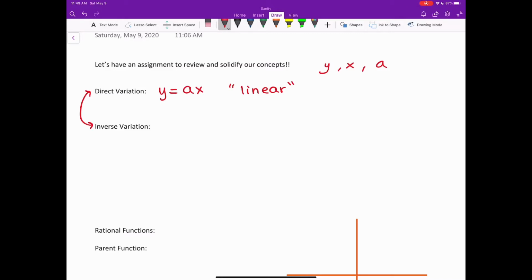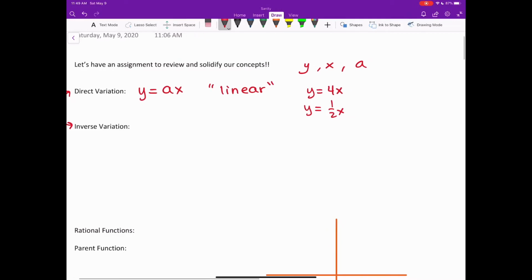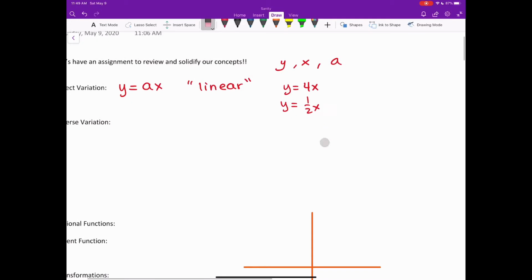Some examples of direct variation would be maybe y equals 4 times x. Here my constant of variation would be 4. What about y equals 1/2 times x? My a value here would be 1/2. I'm multiplying by 1/2 there. What about y over x equals 6? It doesn't look like direct variation right now, but I can do a little bit of algebra. If I multiply by x on both sides, the x over here and the x over here are going to cancel out, and I'm just left with y equals 6 times x, and yes, that is direct variation.